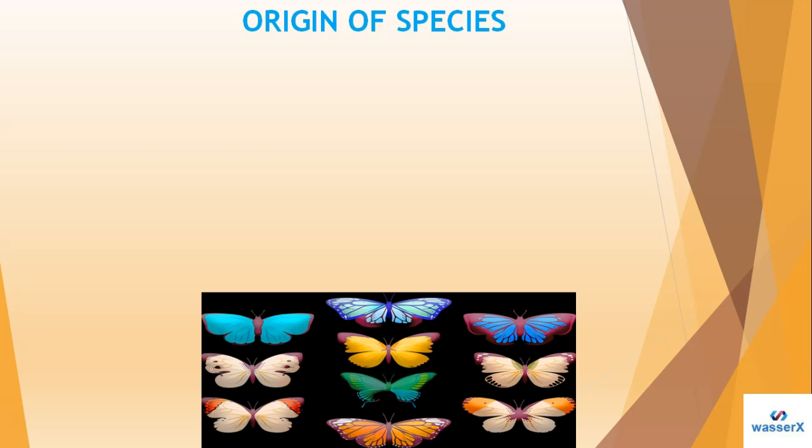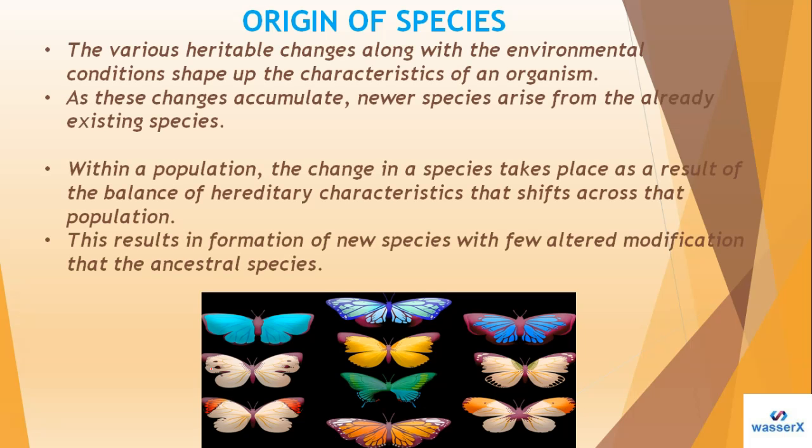Now we have the origin of a species. In this picture, students, as you can see, we have different colors of butterflies. Under the origin of species, we have 4 points. The first point tells that various heritable changes, along with environmental conditions, shape the characteristics of an organism. So we can say, students, that whatever the various heritable changes are, the environment also has a role in changes in the characteristics.